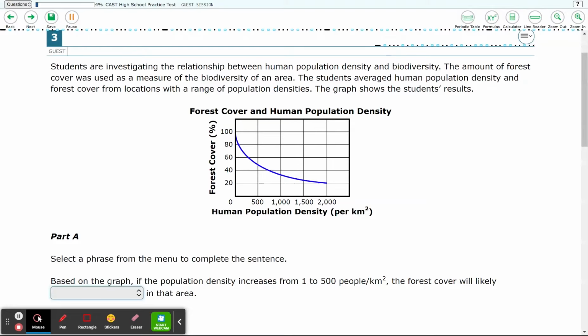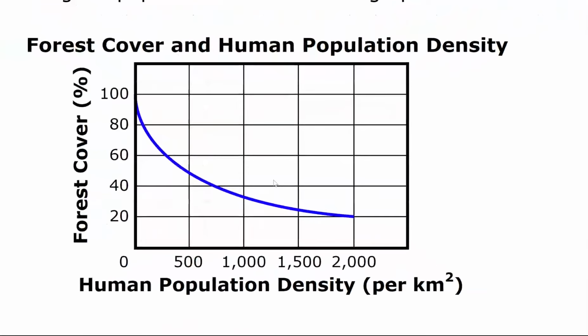So to answer this question, we're being asked how the forest cover will change when we change the population density. Let's go ahead and zoom in on the graph here. We see that the population density is changing from 1 to 500 people.